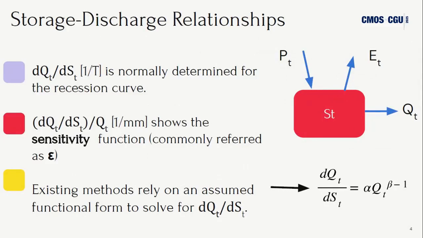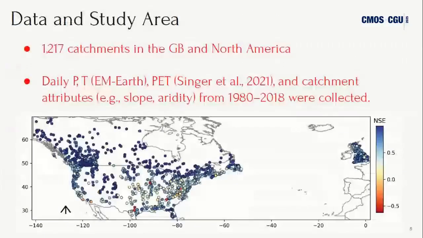I should also mention that existing methods in the literature mostly rely on some predefined functional forms to evaluate dq over ds that might not be valid in reality. So we want to get rid of all these assumptions and not use predefined functional forms.